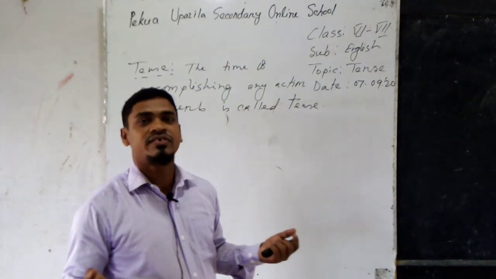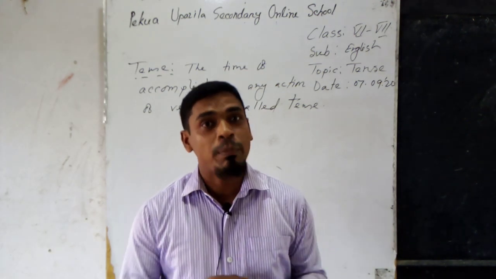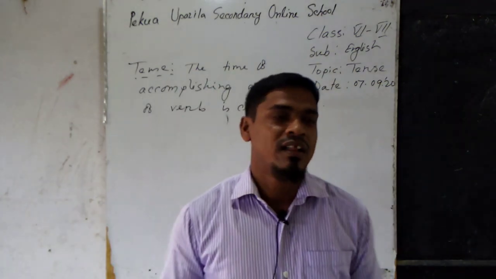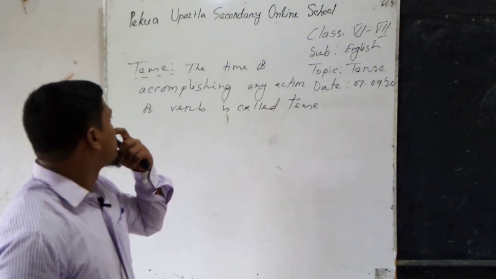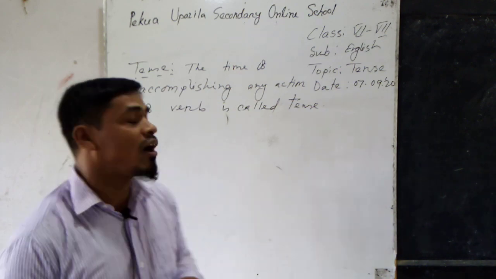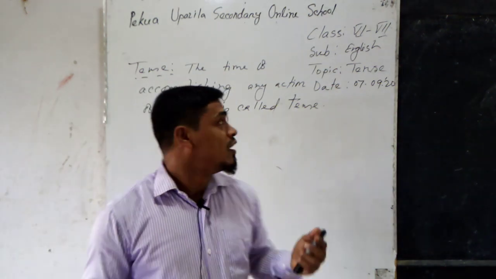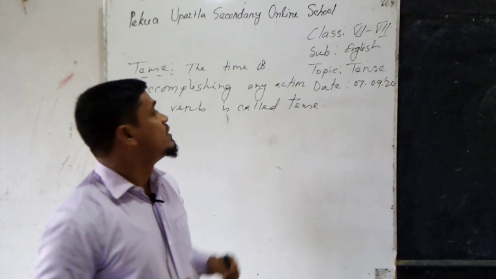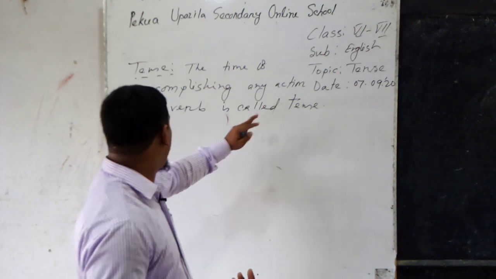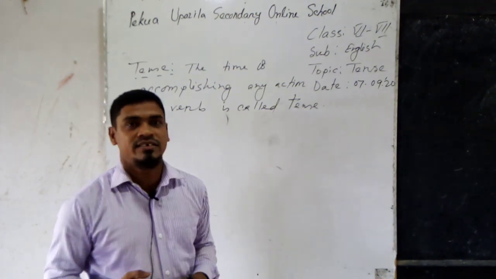Tense. Tense is an English word, we all know. It comes from the Latin word tempus. Tempus means time. So we can say tense: the time of accomplishing any action of a verb is called tense. If we understand this definition, we will be clear about tense.